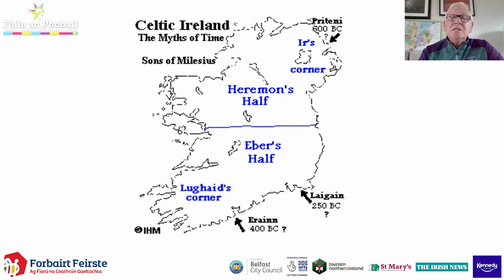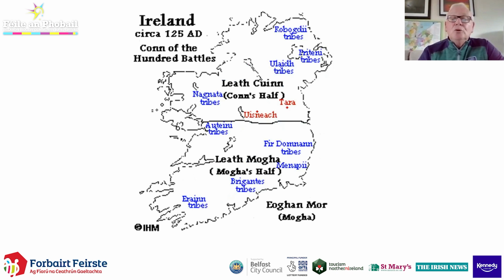So this is historical Ireland in the time of Celtic myth and legends. And what we see here are Heremon's Half and Eber's Half and Lugh's Corner. Lugh Lámhfhada, the man whose name we get today in the modern month of Lúnasa, or August, occupied roughly the corner of Munster. Eber and Heremon were two of the main figures, sons of Milesius, who were said to be the people that settled Ireland. So we believe, if we take the myths at face value, that the Cruthin, who were Gaelic-speaking Celts, arrived in 600 BC in the northern half, and that the Laigin and the Érainn arrived in 400 BC and 200 BC. And it's the Érainn who end up giving their name to the land, Éire as we know it today, or Ireland.